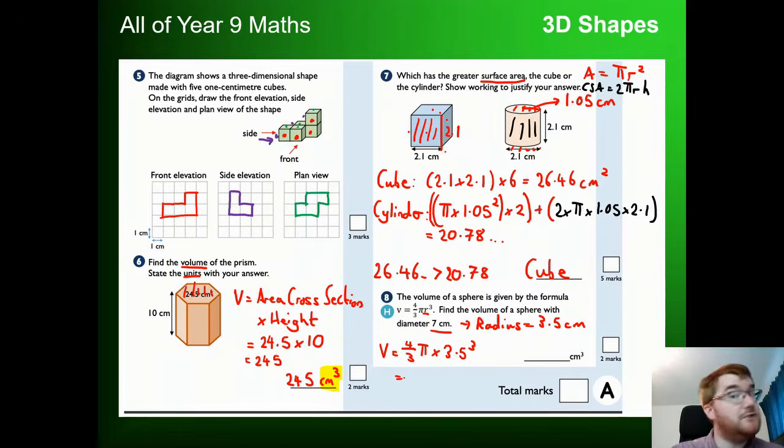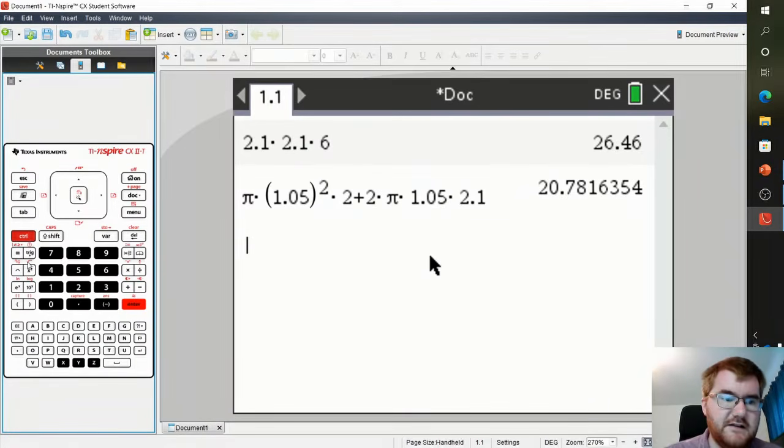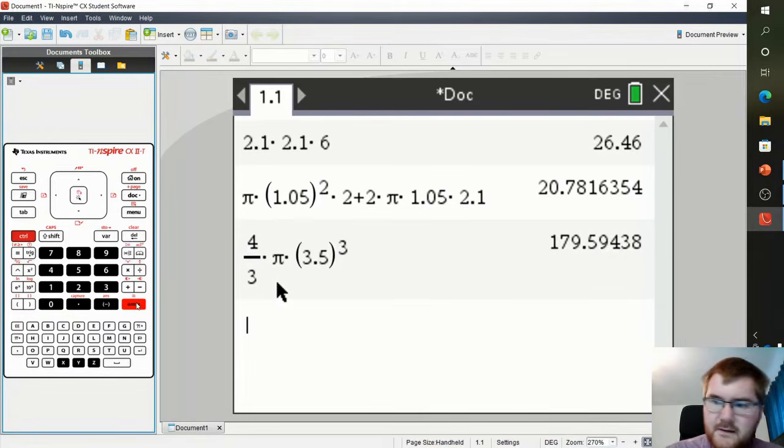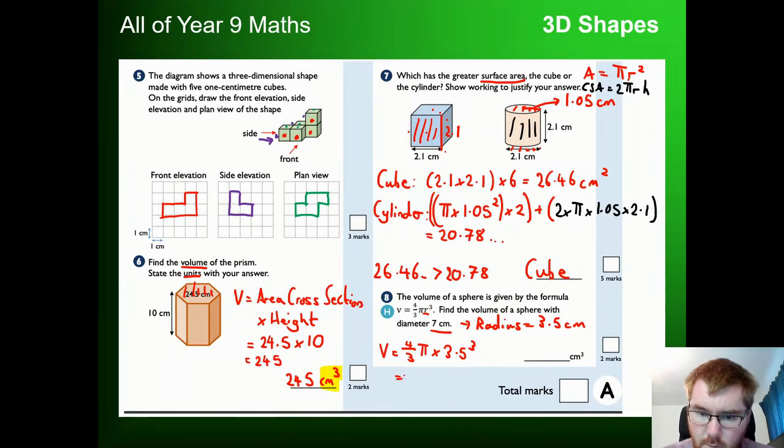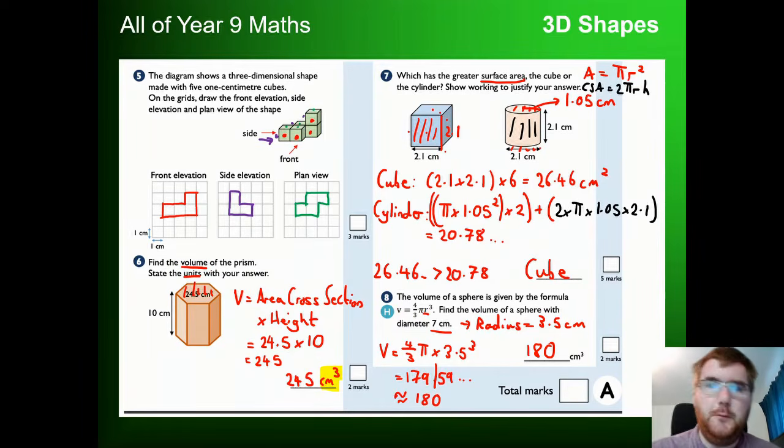This is where the calculator comes into play. Right, so we've got a fraction first of all. So 4/3 times pi, our favourite number, times 3.5. The cube button you can do quite nicely here by pressing this and then just pressing 3. Does things very nicely. So you get 179.59. And generally I round to 3 significant figures here. So 1, 2, 3. The 5 rounds the 9 upwards. So it's going to be approximately equal to 180 cubic centimeters, like so.